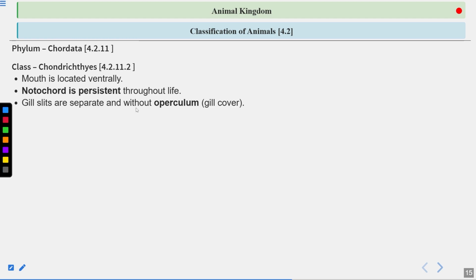Gill slits are separate and without operculum. Now, in the case of Osteichthyes, the bony fishes, you will see that the gill slits are covered with a gill cover called the operculum. But here the gill slits are separate and without operculum. Many gill slits are there, they are separated, but they are not covered with any operculum or gill cover.